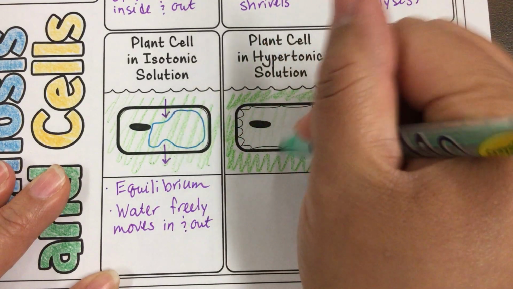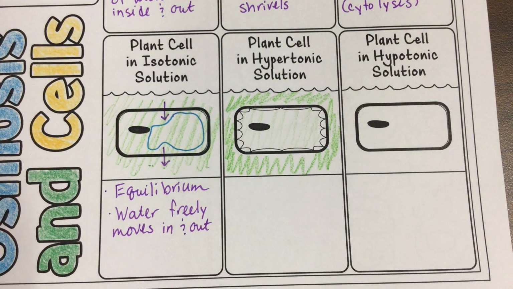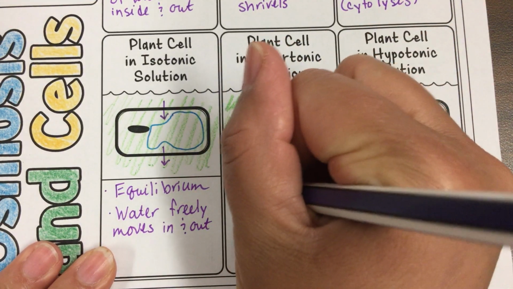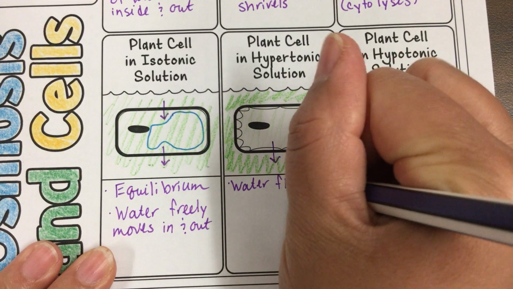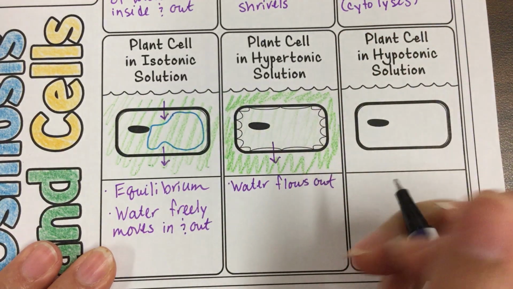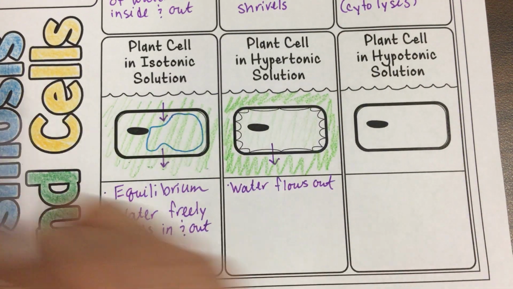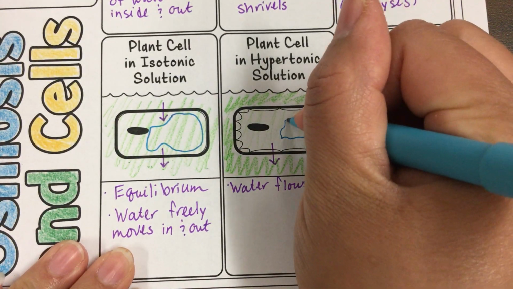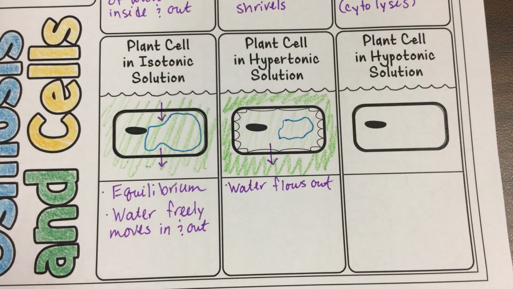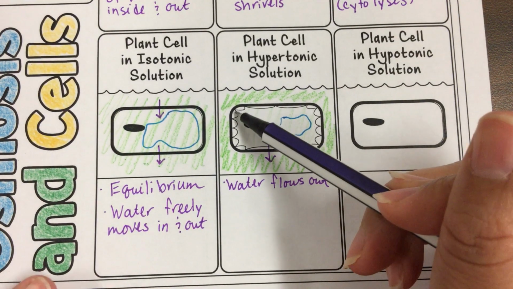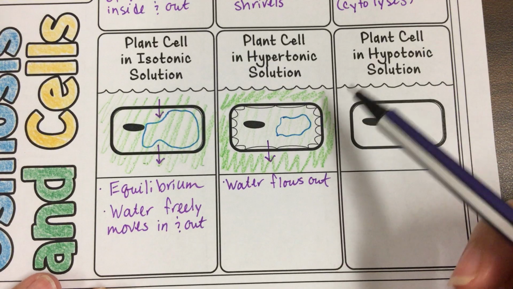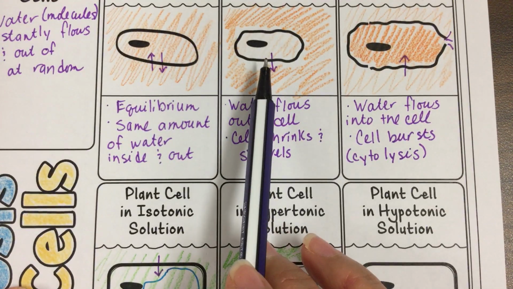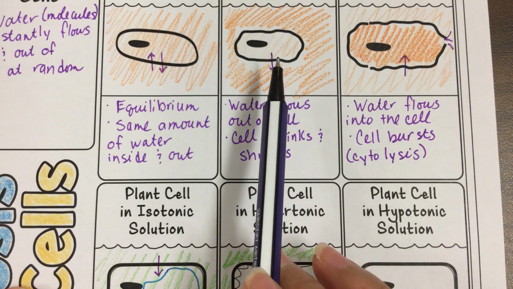So I can see that there's not much water here. So my cell wall stays the same. Water's going to flow out. And if I'm thinking about my vacuole, it's super shrunk. There's not much in there. And if I look right here, this is my cell membrane. So my cell wall structure stays the same. But when I compare it to, for example, my animal cell, which is starting to shrivel.